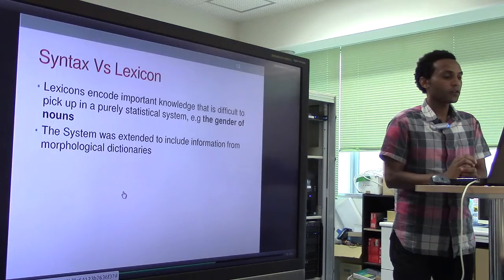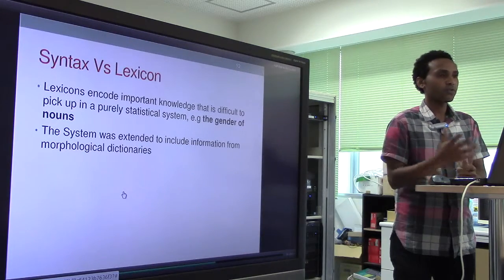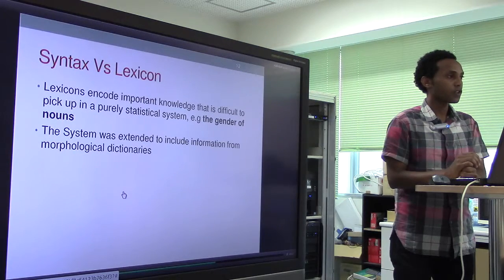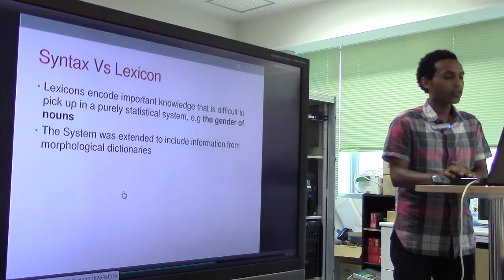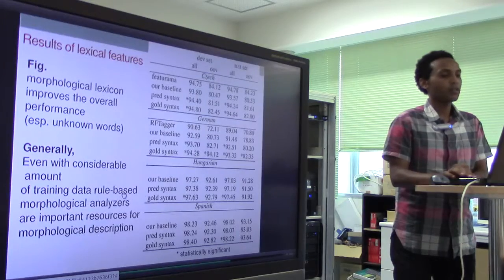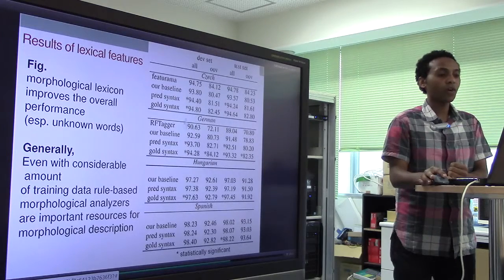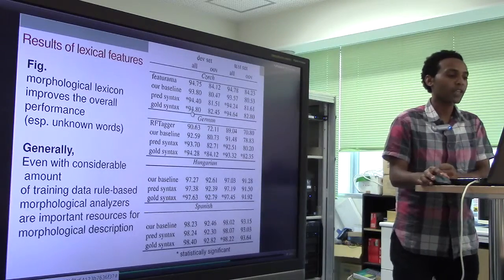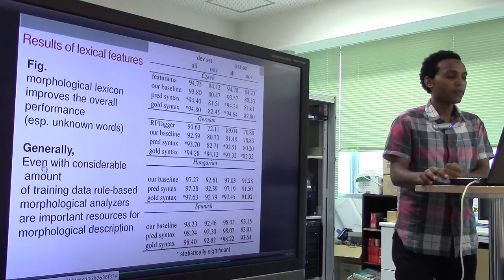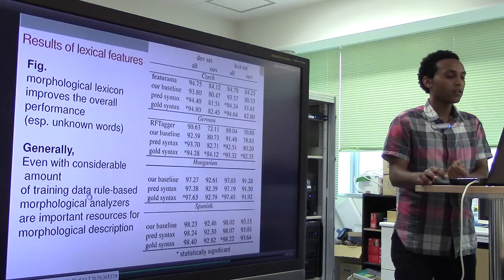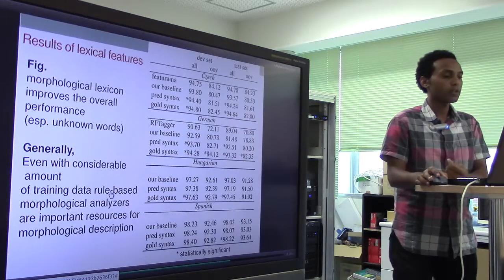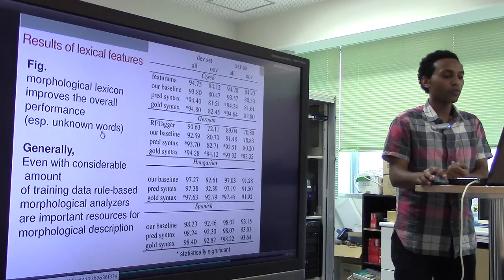So they used morphological dictionaries which have features of gender and other morphological features like number and case, and tried to see the difference in the result. These are the results when the lexical features or the morphological dictionary is used, and if we compare them with the previous result, these results are better than when the syntactic information is added. The general conclusion was, even with a considerable amount of training data, rule-based morphological analyzers are important resources for morphological description, especially for unknown word detection.